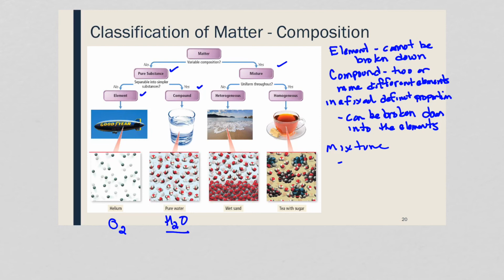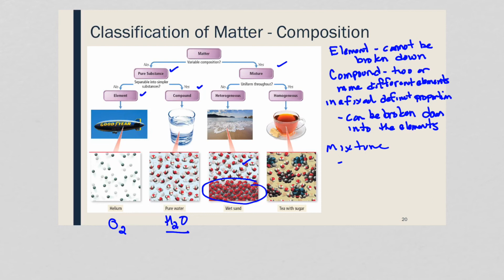And so heterogeneous simply means that, as we see in the picture, if we were to look at the mixture, it is not the same everywhere. So in this wet sand, some areas have more water and less sand, like up here. Some areas down here have more sand, less water, right? So it's a non-uniform composition. We call that heterogeneous.